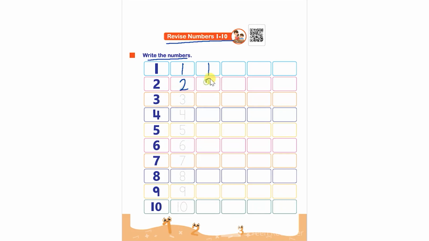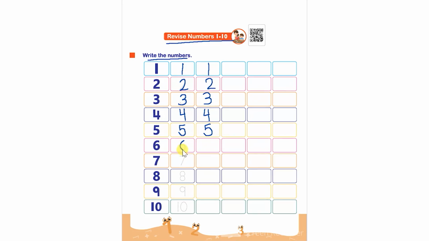So 2, then they have to write 2 in these given boxes. Then 3, they have to trace it first and then write it in these all boxes. After that, number 4, so they have to first trace it and then write it in all the boxes. After that, number 5, so they have to trace it and then write it in all these boxes.